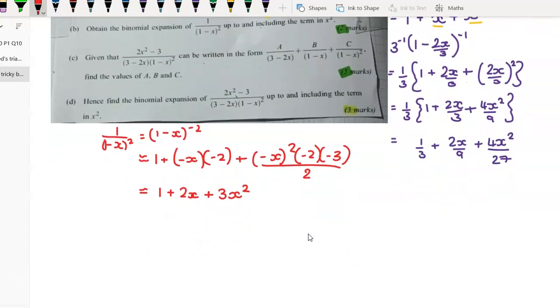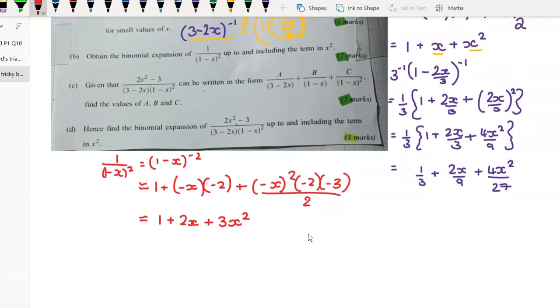Right. Part C, given that 2x squared and so on can be written in that form, find the values of A, B and C.